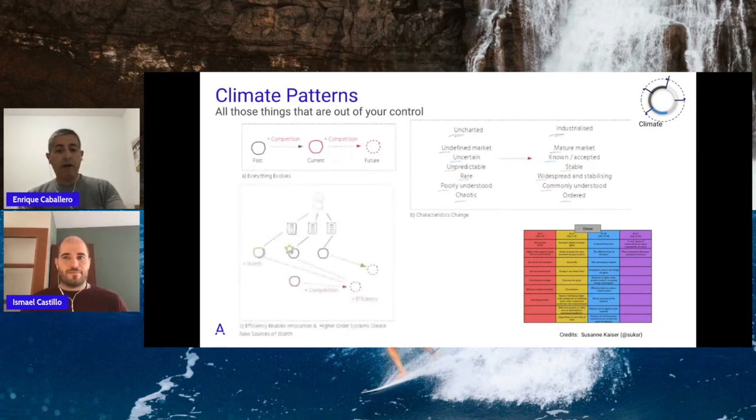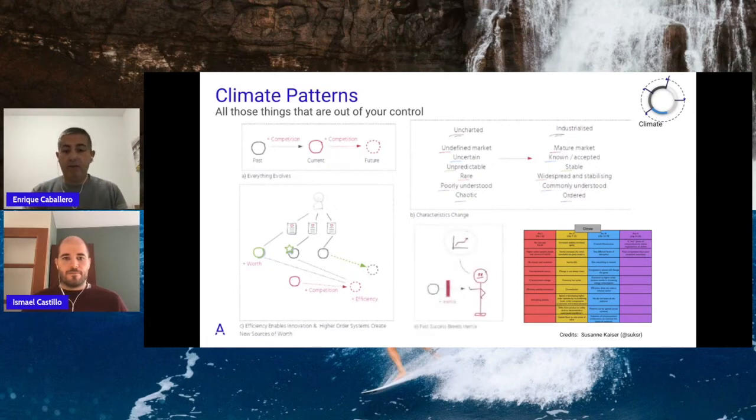A very important climate pattern is that efficiency enables innovation, and the opposite, that is, higher order systems create new sources of value. It's clear with the example of the TV and the electricity. As electricity was becoming a common product, it fostered innovation in the development of home appliances. But in the other direction, the high demand of TVs, radios, and other home appliances forced the electric companies to be more efficient and to widen the spread of their product.